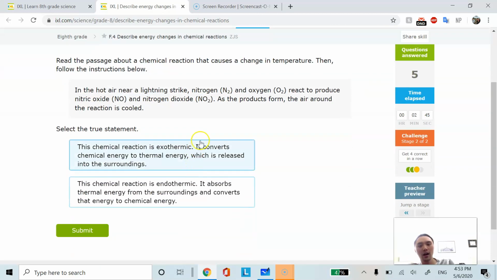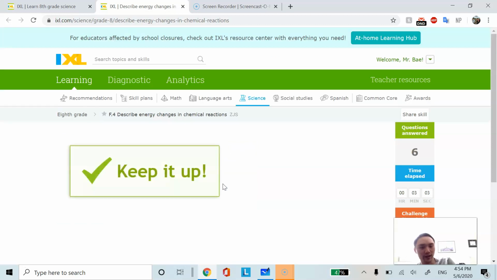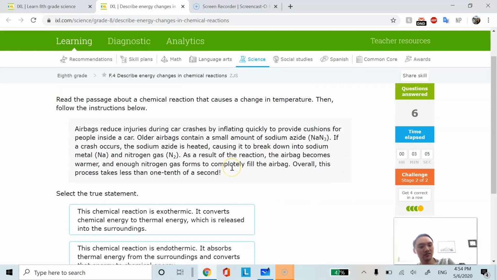This next one, I can just read the whole thing. In the hot air near a lightning strike, nitrogen and oxygen react to produce nitrogen oxide and nitrogen dioxide. As the products form, the air around the reaction is cooled. So if the air is being cooled, it would have to be an endothermic reaction. And that's pretty much all you need to do in order to answer the questions.